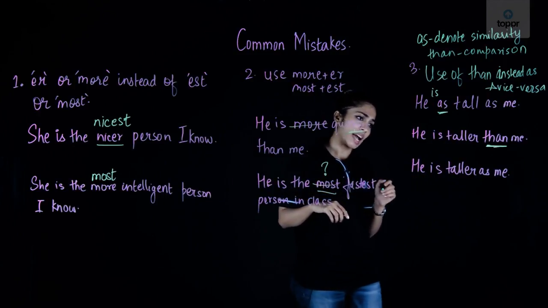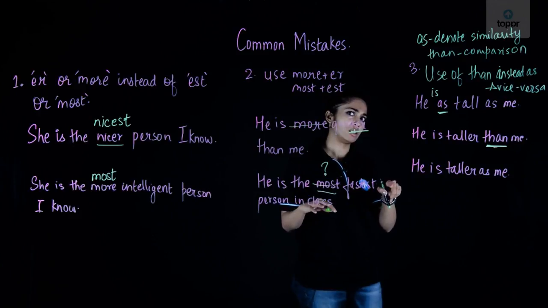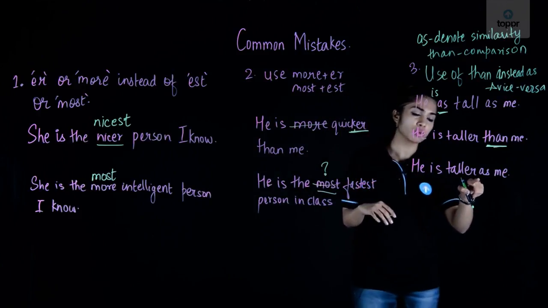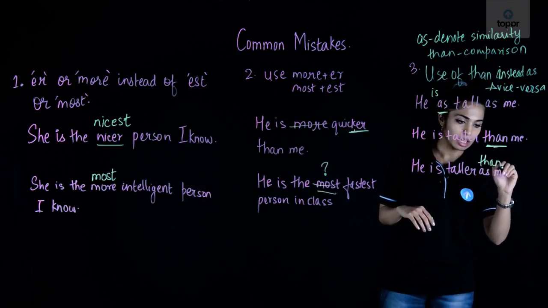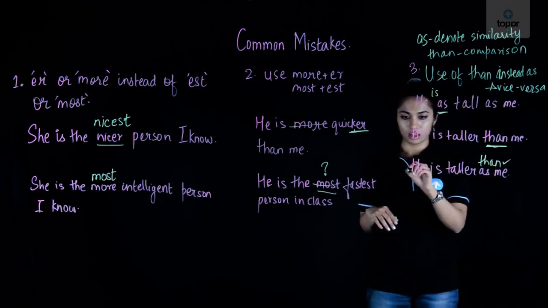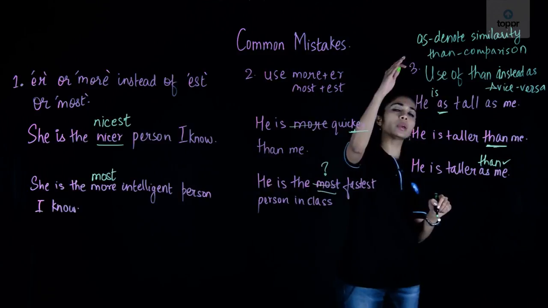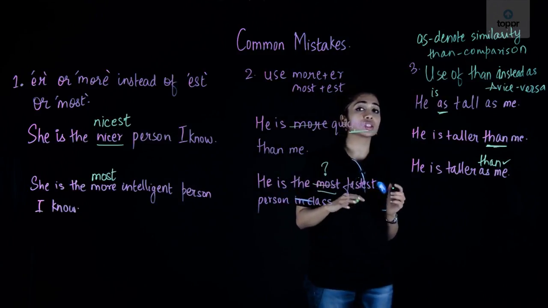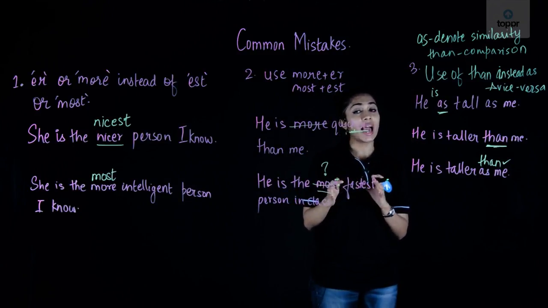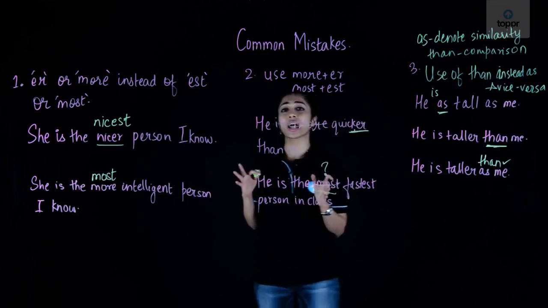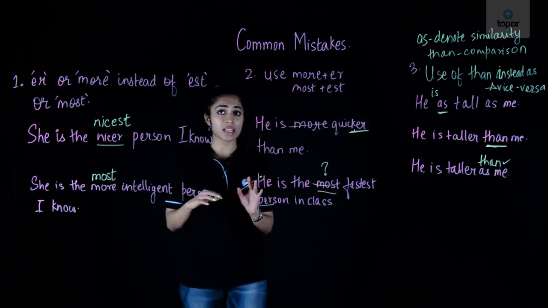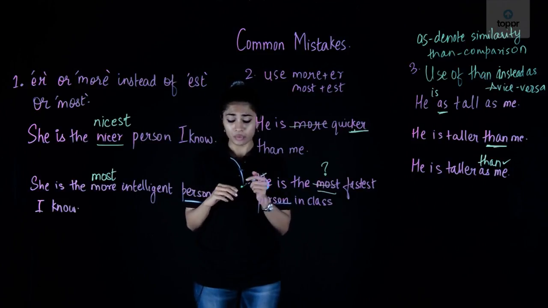Now let's look at it: he is taller as me. The word "as" is not used for comparison. So, he is taller than me is correct. And so we have our third common mistake, which is using "than" and "as" interchangeably. So just make sure, guys, that you do not make these common mistakes ever again.